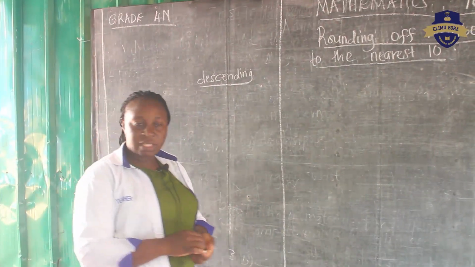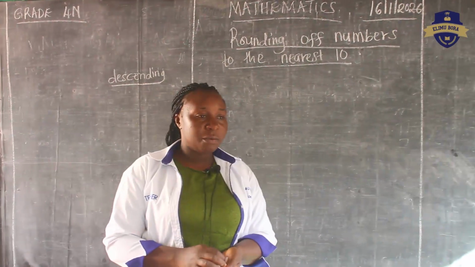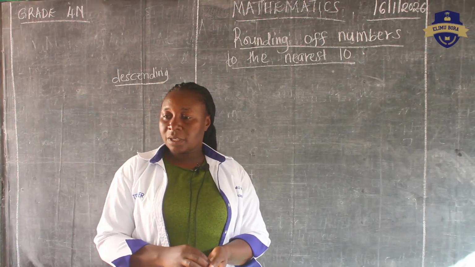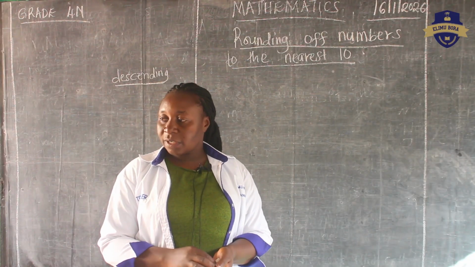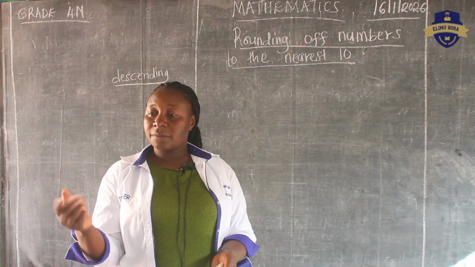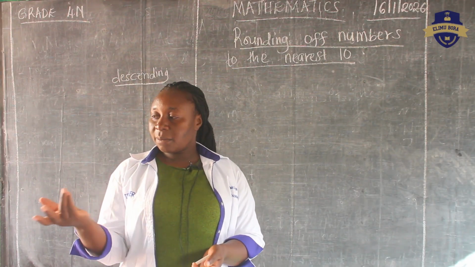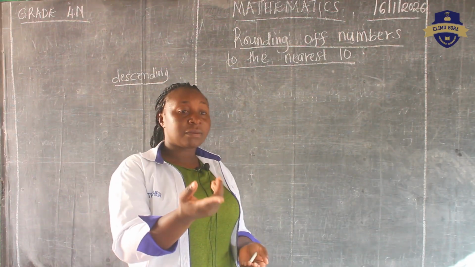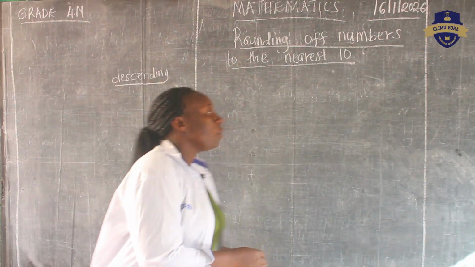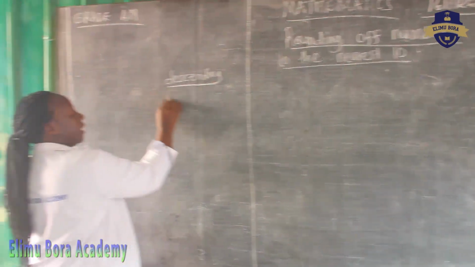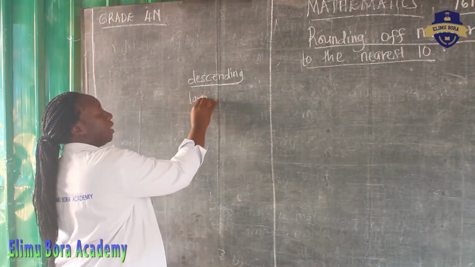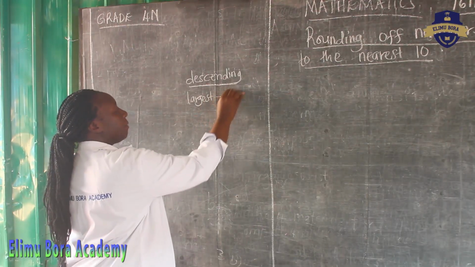What do we say about descending order? We start from which number? Anybody? Boys? Very good. We were arranging from the largest number to the smallest number.